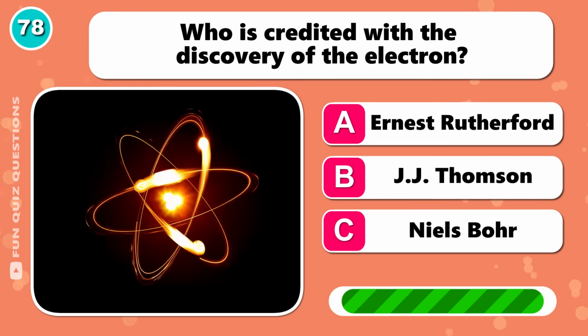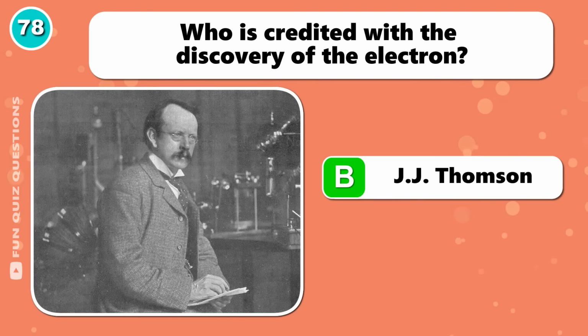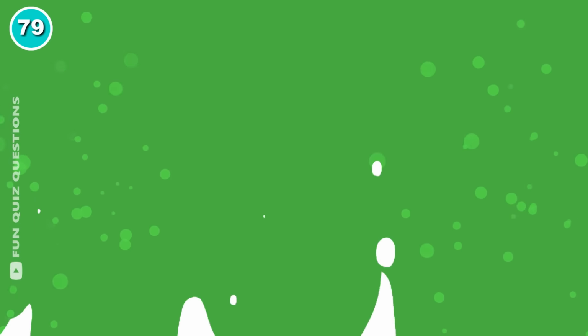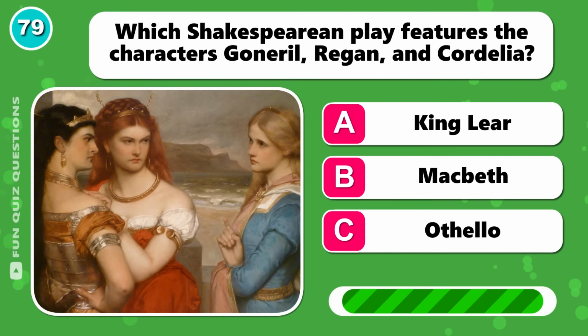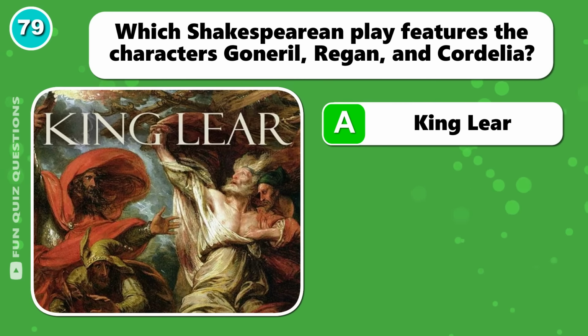Who is credited with the discovery of the electron? That's right, B. J.J. Thomson. Which Shakespearean play features the characters Goneril, Regan, and Cordelia? Yeah, A. King Lear.